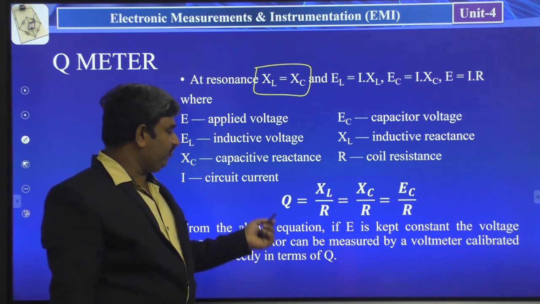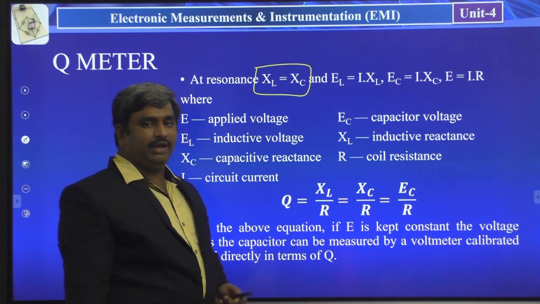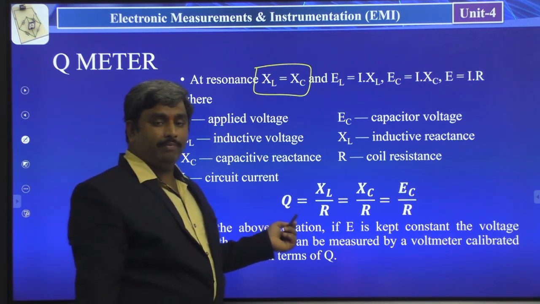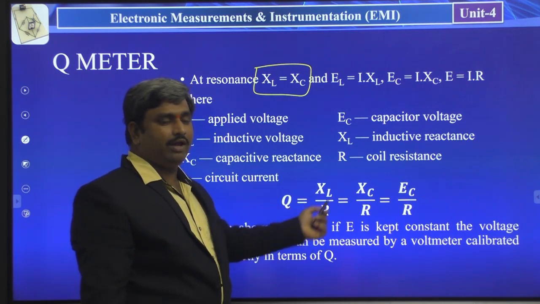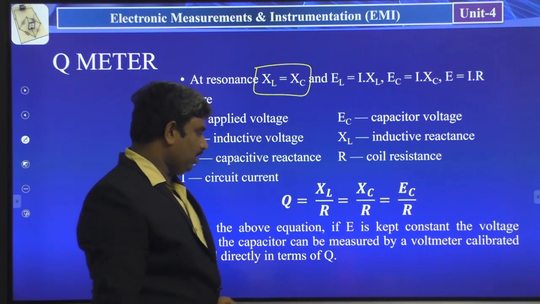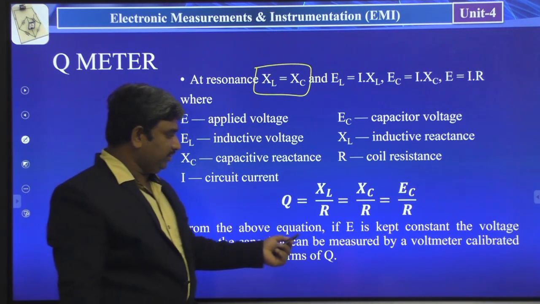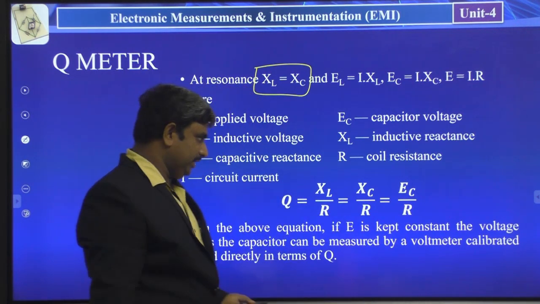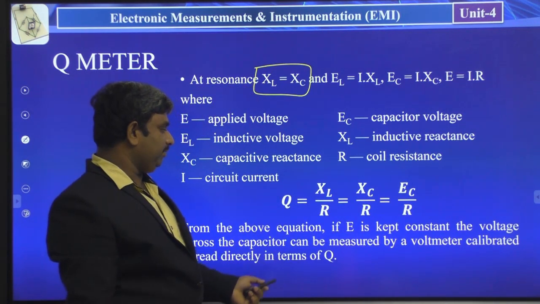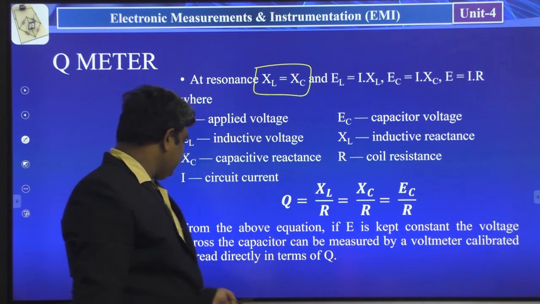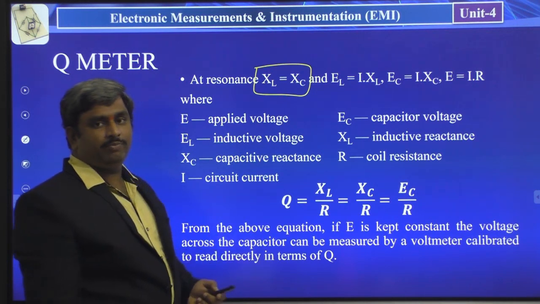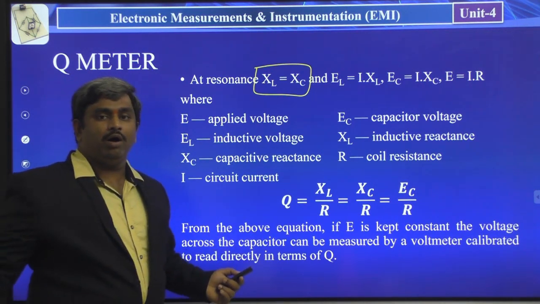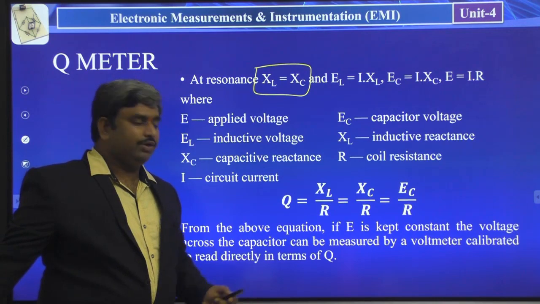So the Q factor we finally define as Q is equal to XL by R. In the Q meter we are measuring with the help of the reactance to resistance ratio, that is, it may be XL by R or XC by R or EC by E. From the above equation, if E is kept constant, the voltage across the capacitor can be measured by a voltmeter calibrated to read directly in terms of Q. So this is the measurement procedure of the Q meter.